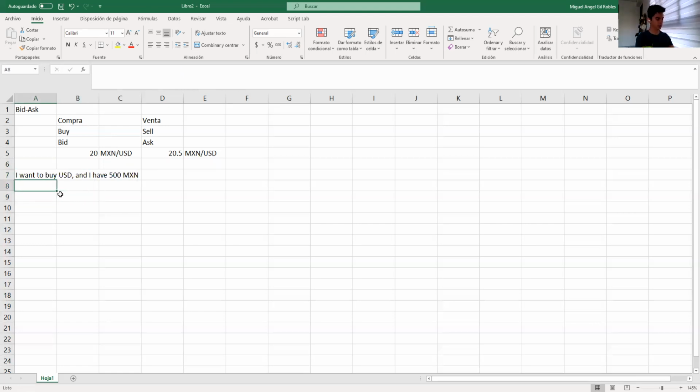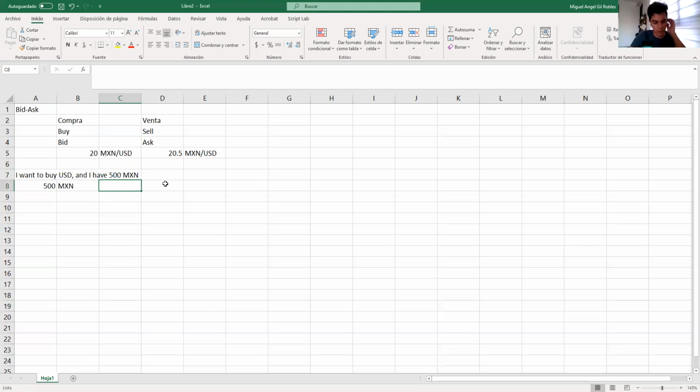So if we continue with my methodology to do everything step by step, it looks like this, right? 500 pesos. And then I need to convert 500 pesos to dollars. So which rate will I use? And this is super important. Which rate will I use, bid or ask?